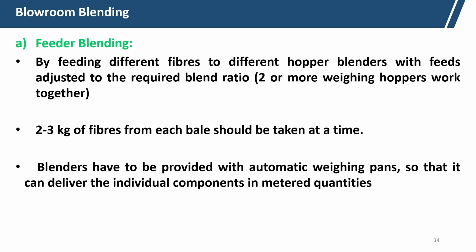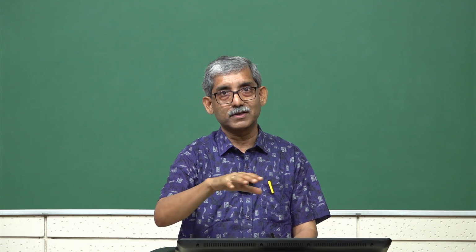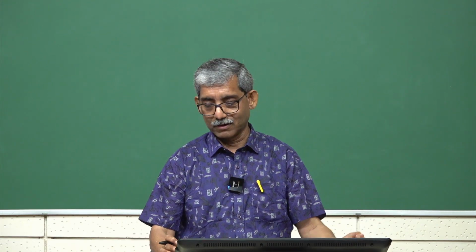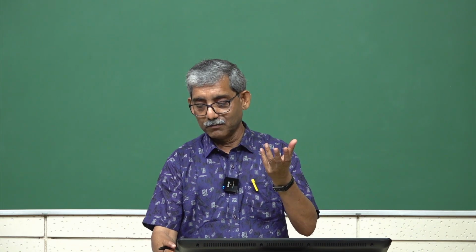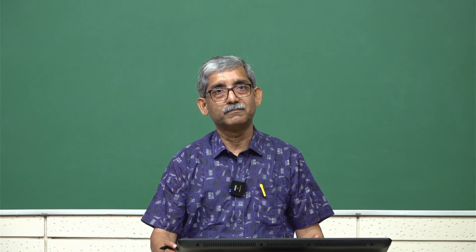So, there will be a weighing pan, and the fibers are fed to the particular weighing pan, and after reaching a certain weight, it is then blended. Sometimes it is done manually also. It is important that the individual feeders deliver the material with an equal degree of opening to achieve an even blend. So, the feeders are there, and even opening is ensured.